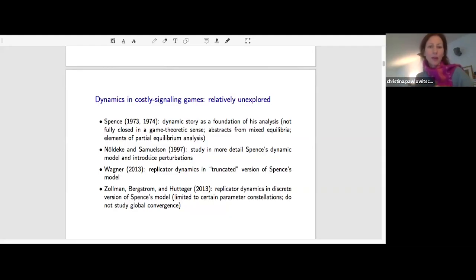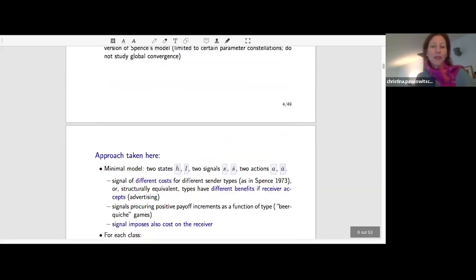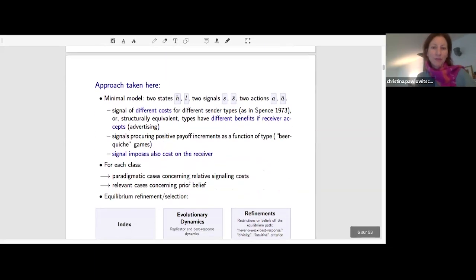Later, there were some works by Nöldeke and Samuelson, but this is not in the sense of an evolutionary dynamics, what they model. And then there were some works by people coming more from theoretical biology, works by Wagner, Solman and Huttegger, but the analysis was executed in rather broad strokes. So what we do is we give a more detailed analysis of this.